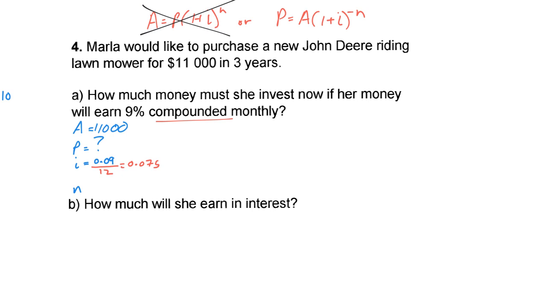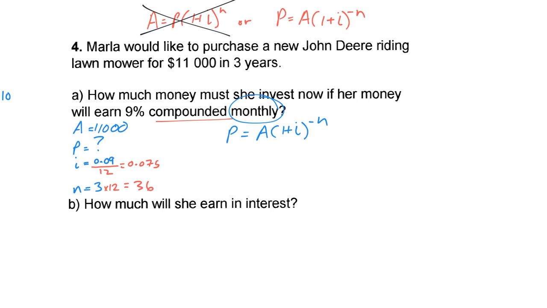Now we got to figure out the number of compounding periods. We said it's going to be 3 years, right? But it's being compounded monthly. So I got to take our 3 years and multiply it by 12. So we end up with 36. So now we just take our equation, plug in the work, and we're good to go.